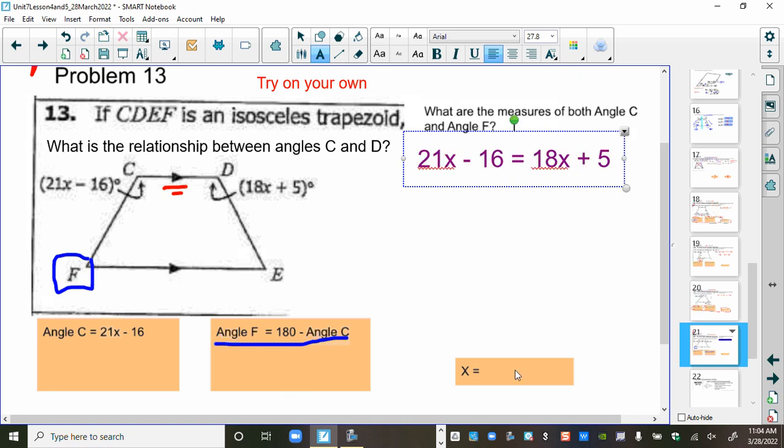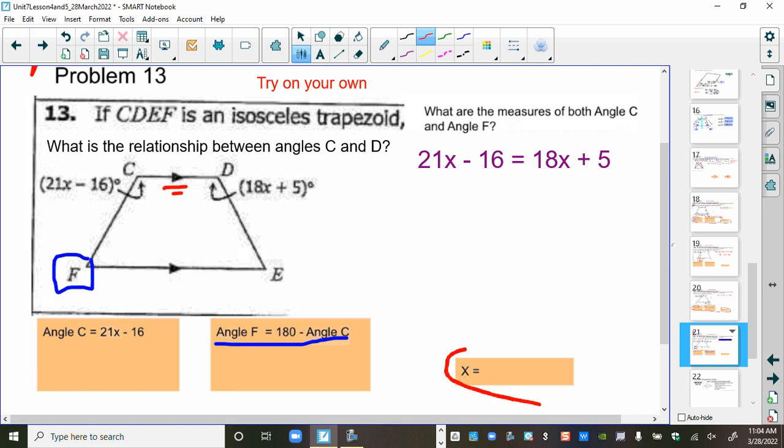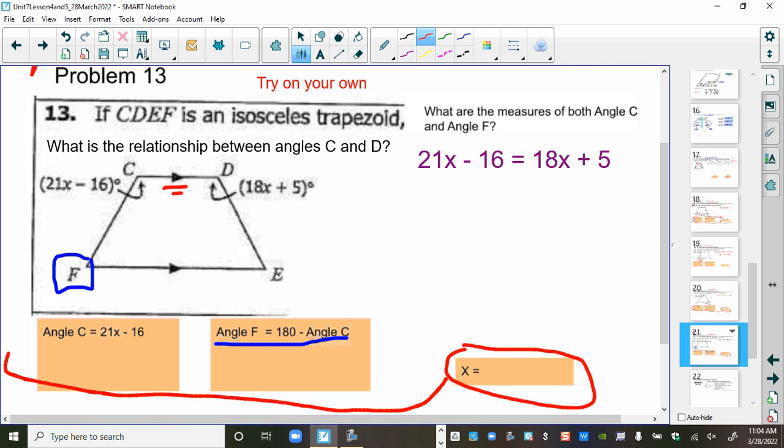And then again, once you get your x, whatever value you get for x, plug it in. And then once you get whatever value here, subtract from 180. Boom, you get your last angle. All right, questions up to this point?